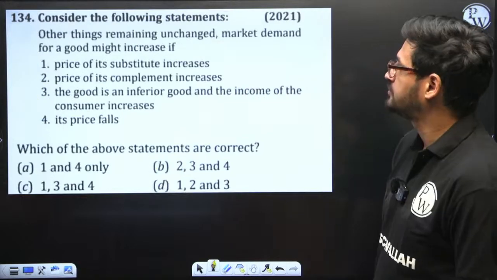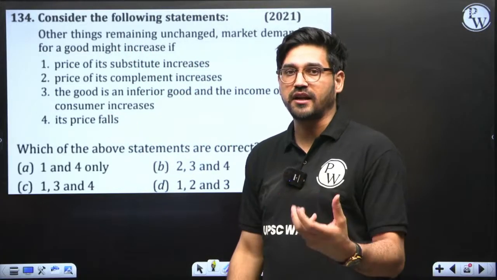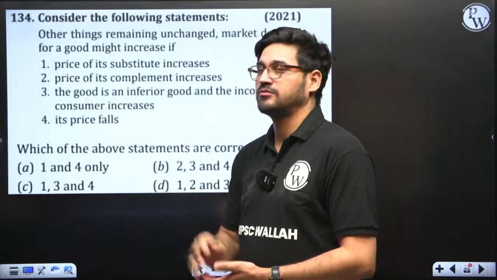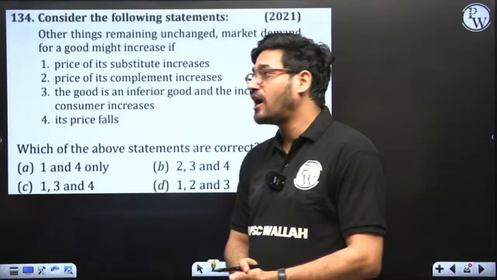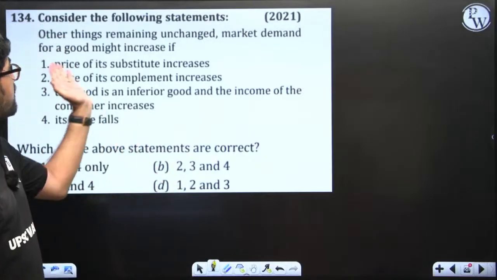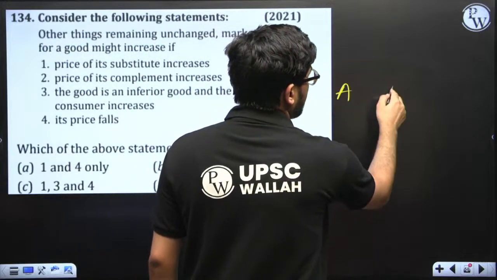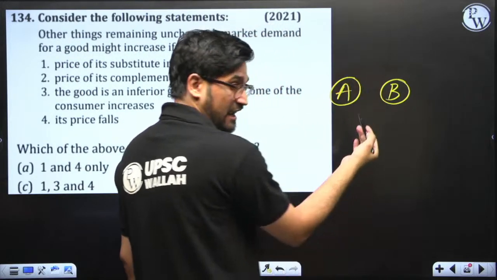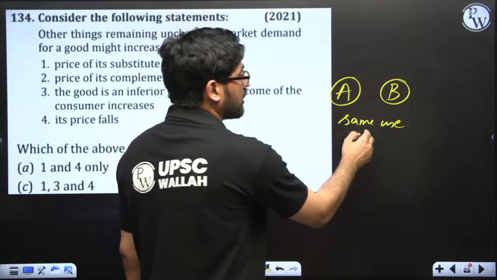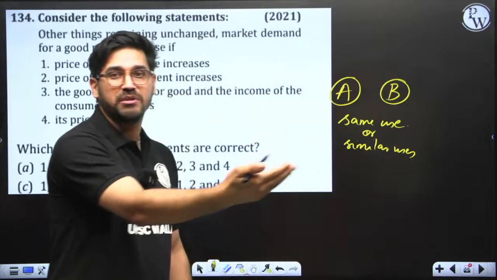Let's pick the next one. Consider the following statements. Other things remaining unchanged, ceteris paribus, market demand for a good might increase if. What can cause the market demand of a good to increase? Now you should know that if the price of a substitute increases, what are substitute goods? Substitute goods A and B will be called substitute goods if they have the same use or similar uses. That means one can be replaced by the other.